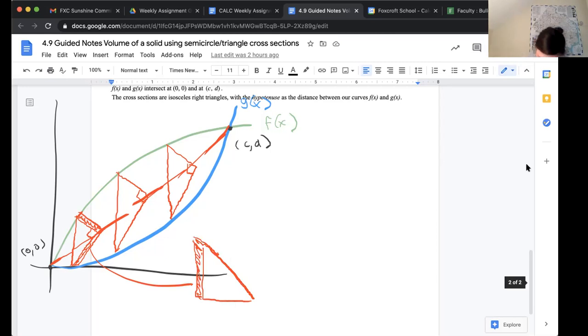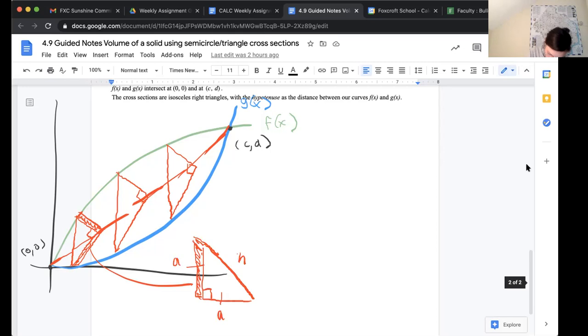And we also know that the cross section is an isosceles right triangle. So you probably don't remember this, but a property of an isosceles right triangle is that these two side lengths are going to be equal. Okay, so we're going to call this length A. And this is also going to be A because they're equal. We're going to call this guy H because it is the hypotenuse. So our two side lengths are A and our hypotenuse is H.